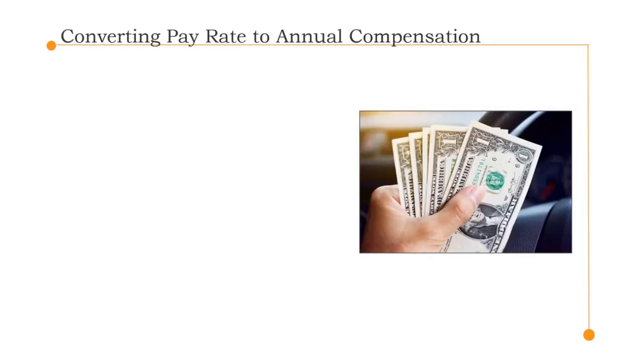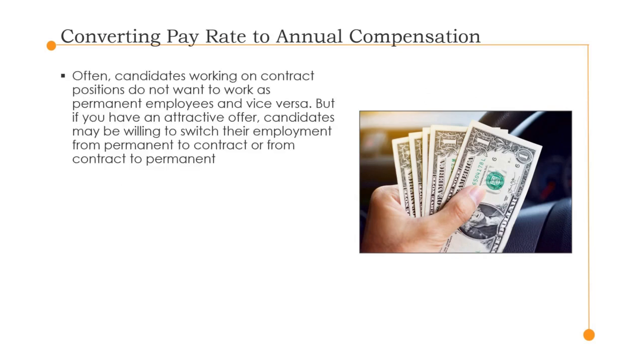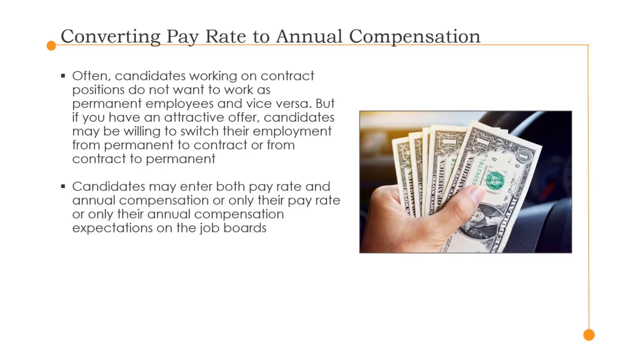Then we have the conversion of pay rate to annual compensation and conversion of annual compensation to pay rate. Often, candidates working on contract positions do not want to work as permanent employees and vice versa. But if you have an attractive offer, candidates may be willing to switch their employment from permanent to contract or from contract to permanent employment. Candidates may enter both the pay rate as well as the annual compensation, or only the pay rate, or only their annual compensation expectations on job boards.